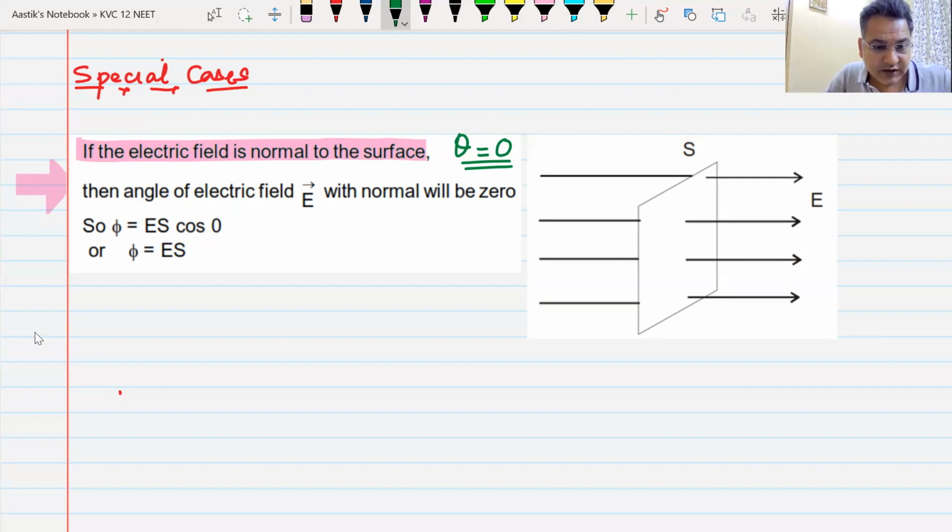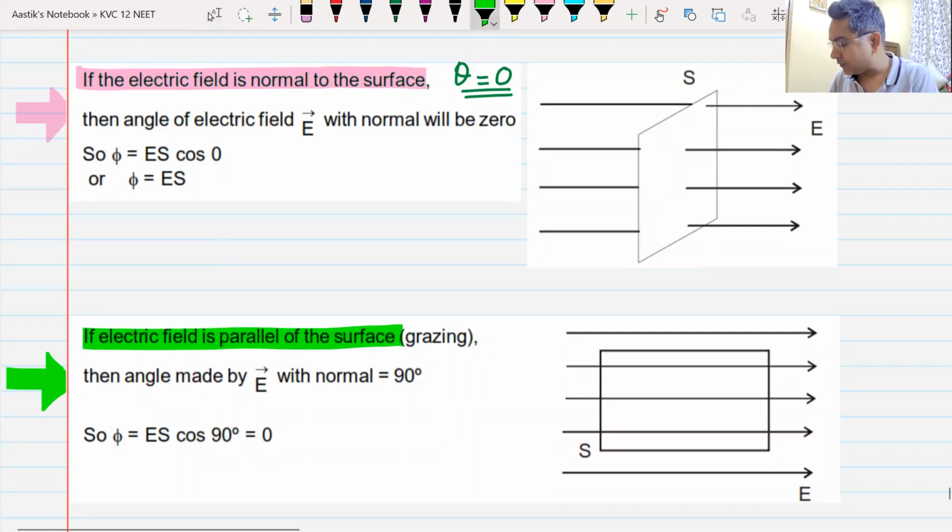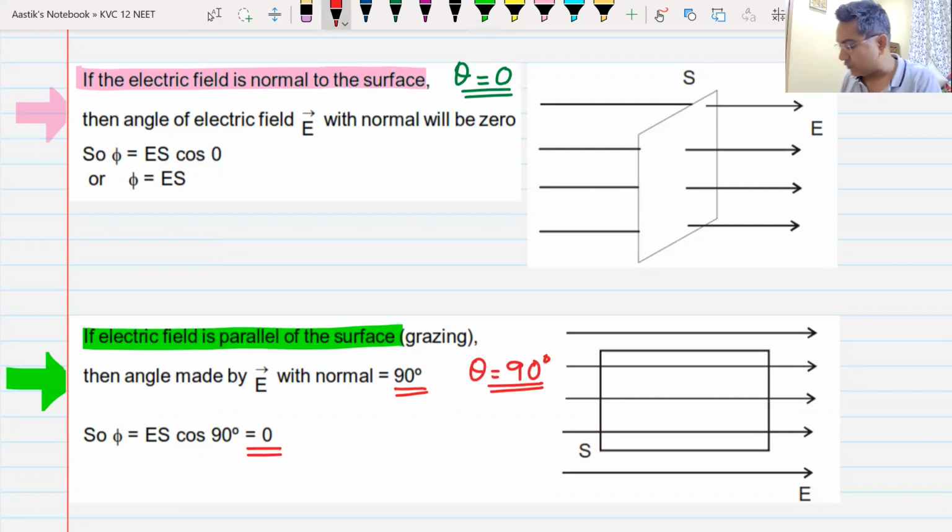Have you written this? You can also write case number 2. In this case number 2, your electric field is parallel to the surface. In that case, your theta becomes 90 degrees, or grazing angle, and your flux becomes 0. Do we understand this? Yes, sir. If your angle is 180 degrees, exactly opposite, then your answer will be minus E into S. Do we understand this? Yes, sir. I will give you 2 minutes to note this down.